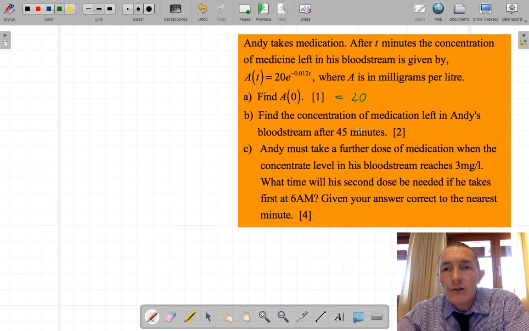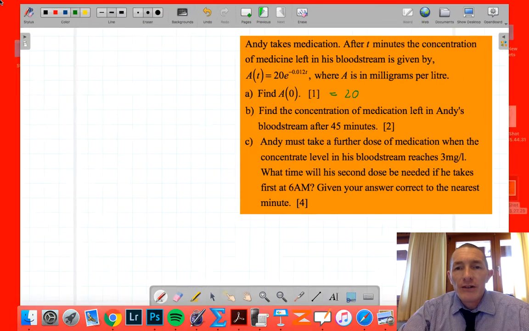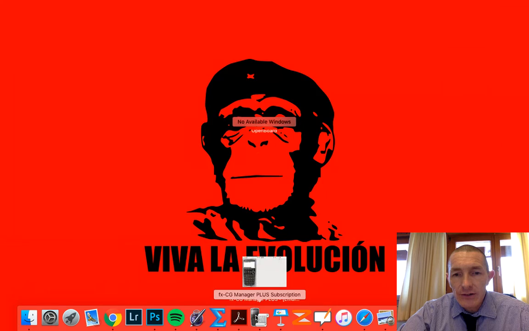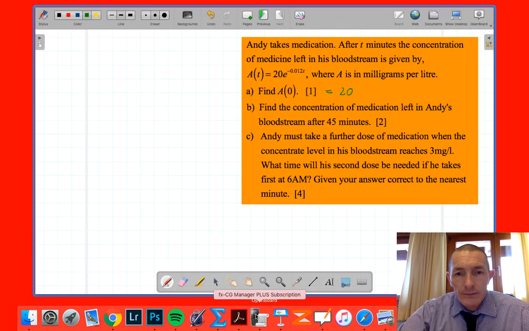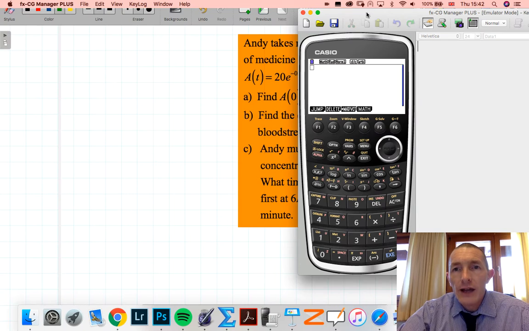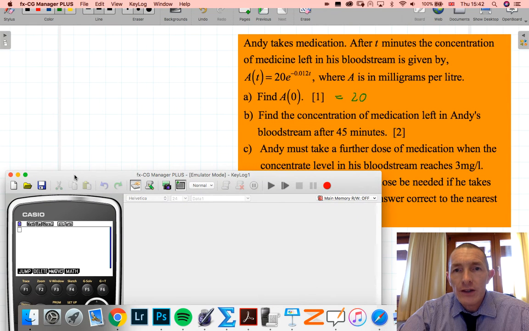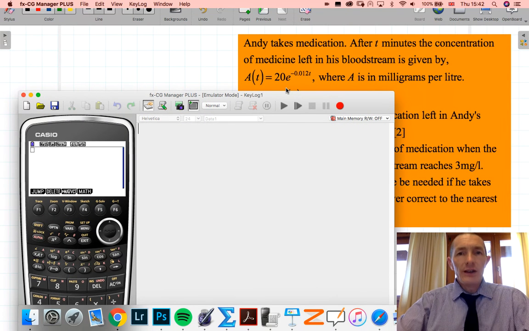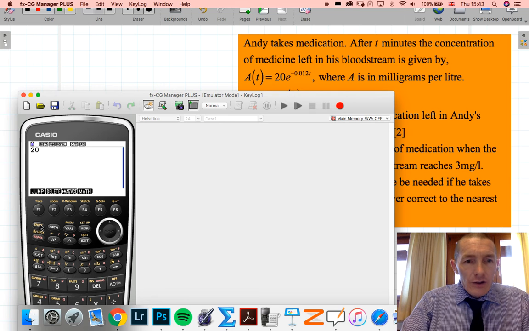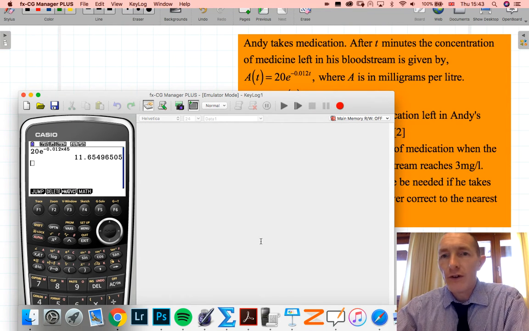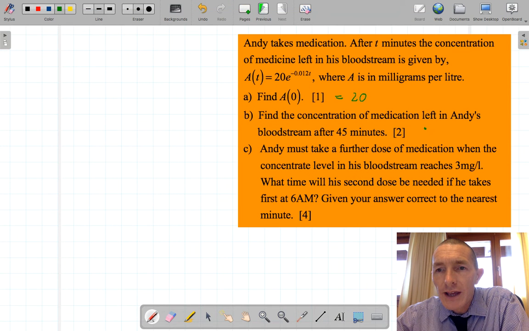And the second one, find the concentration of medication left in Andy's bloodstream after 45 minutes. So now T is 45 minutes. So it's going to be very, very straightforward to do. I'm just going to get my calculator to do this. And all I have to do is put in that equation with T as 45. So it's shift E, pull that number up, minus 0.012 times 45. And we get 11.65. So that one's fine. Very straightforward again, like I said, 11.65.